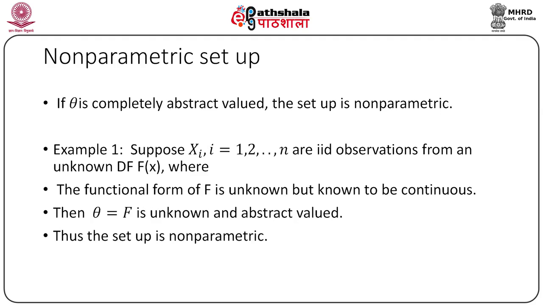Next, come to the setup of our main interest. The setup is non-parametric if the vector of unknowns is completely abstract valued. For an example, consider n IID observations from an unknown distribution function F, where the functional form of F is unknown but known to be continuous. Then theta equal to F, that is, theta is unknown and totally abstract valued.